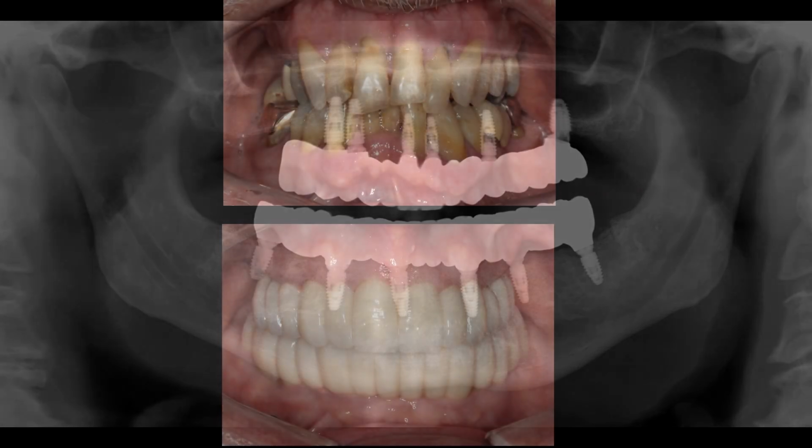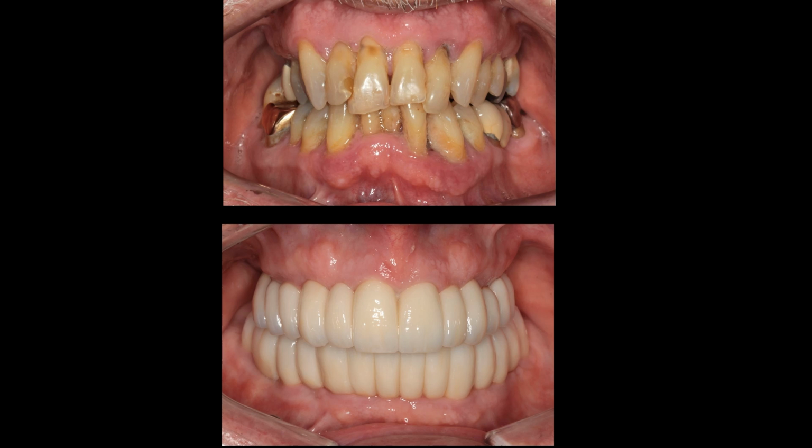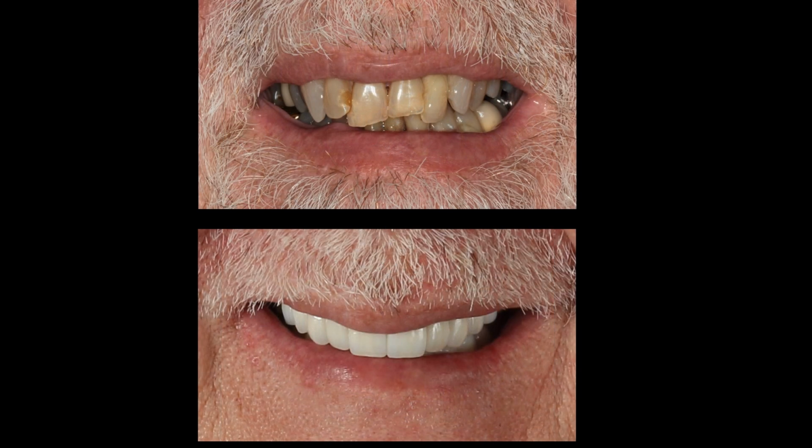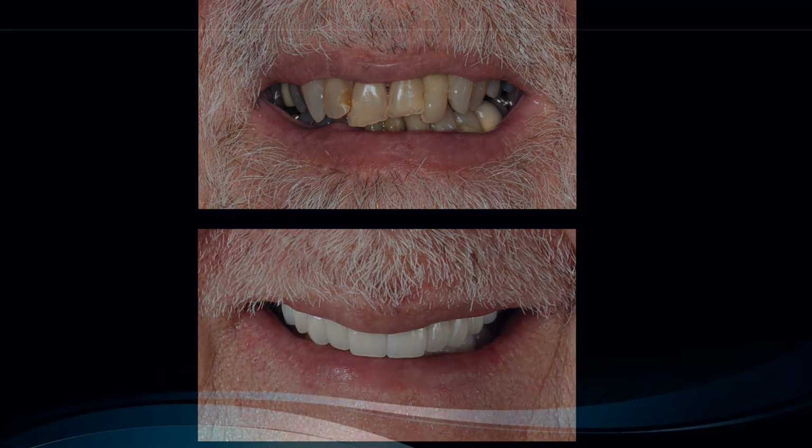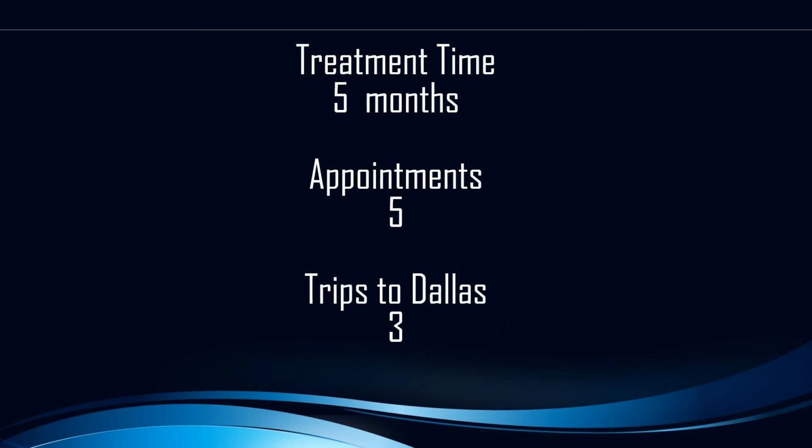Here's his before and after lips retracted. Hard to believe it's even the same patient. Here's his before and after smile. Talk about a happy customer. And again, same as the other two patients, 5 months, 5 appointments, 3 trips to Dallas.